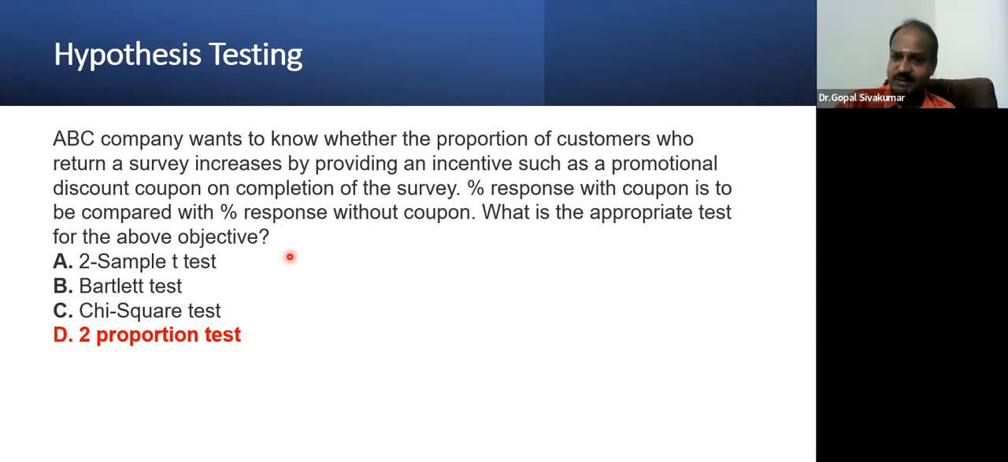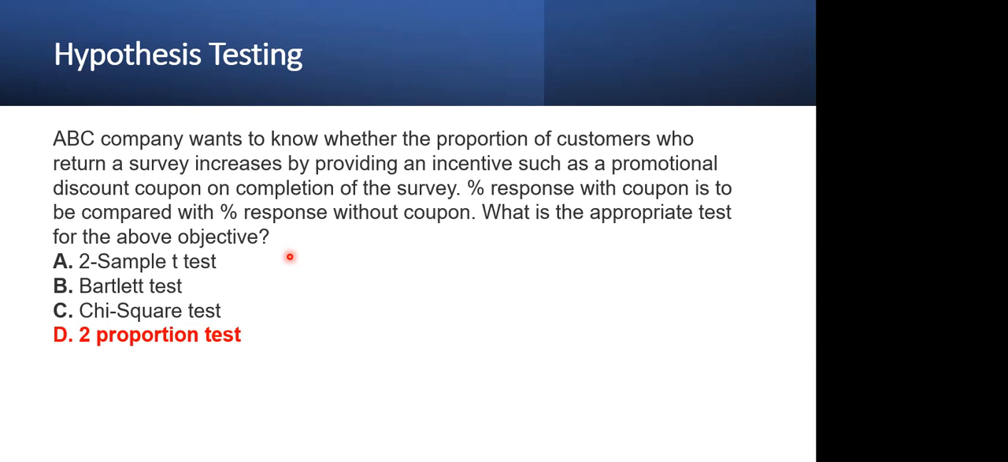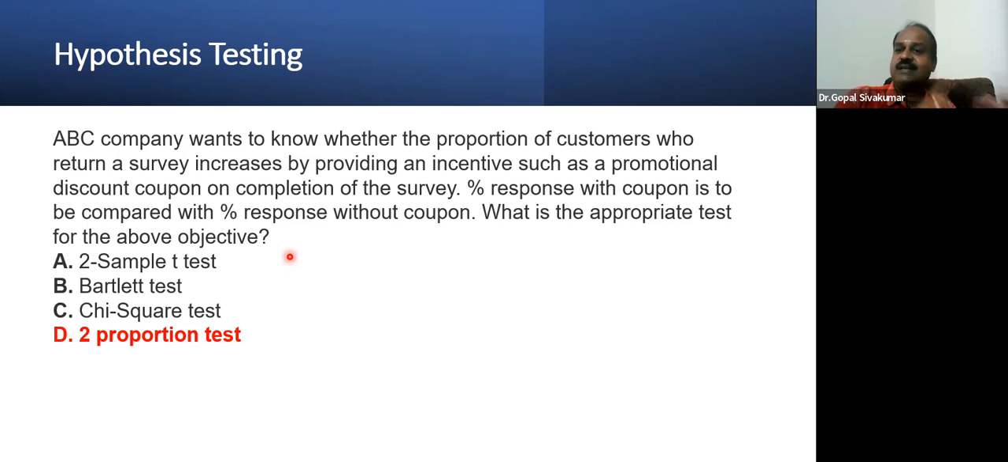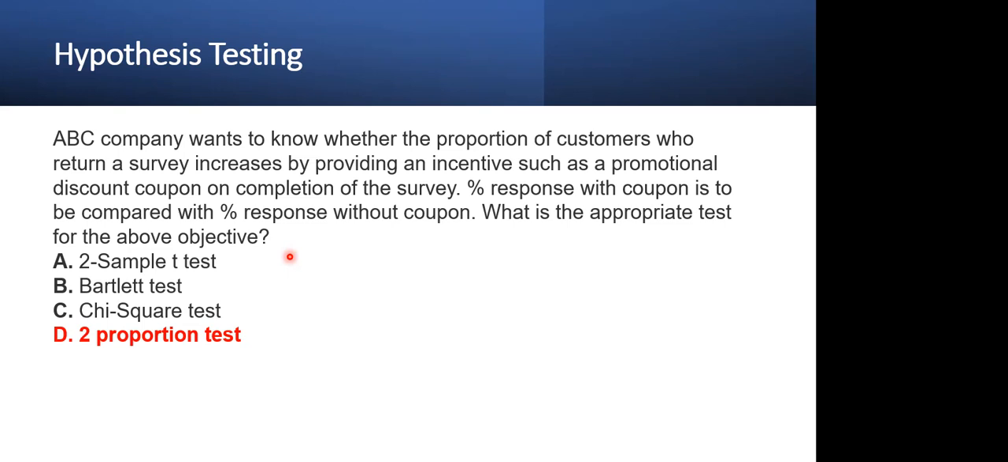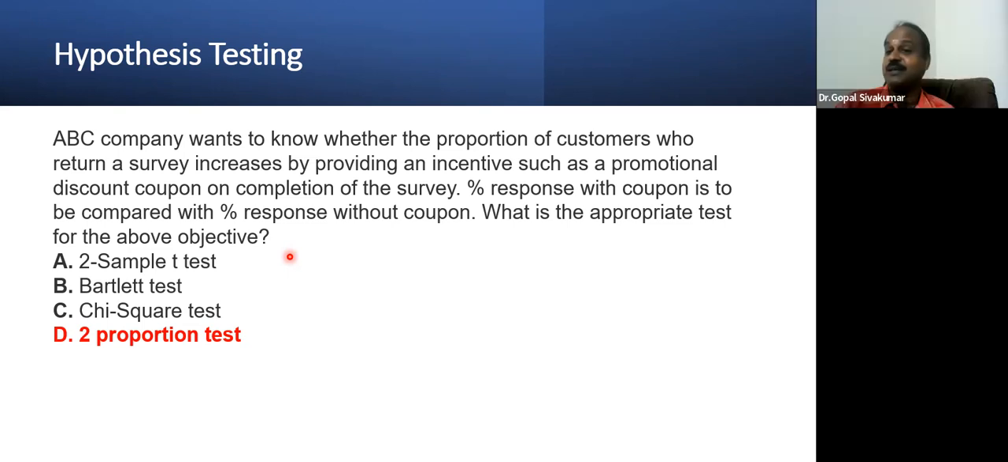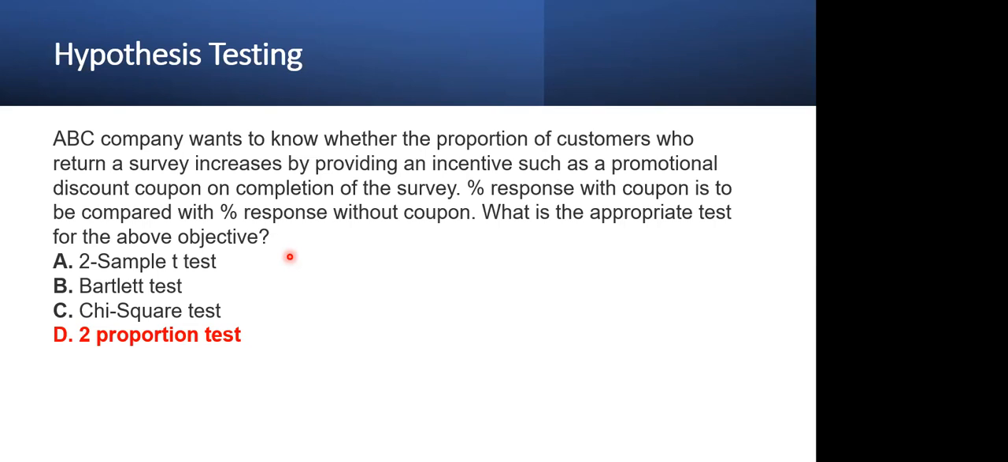Before tuition, after tuition, isn't it? The test performance before tuition, test performance after tuition. What is this? Two sample t-test. Two proportions, two sample t-test or proportion test? Now what is test mark? Is it continuous or discrete? Discrete value. Two proportion test.